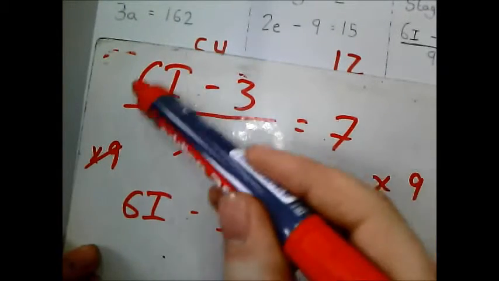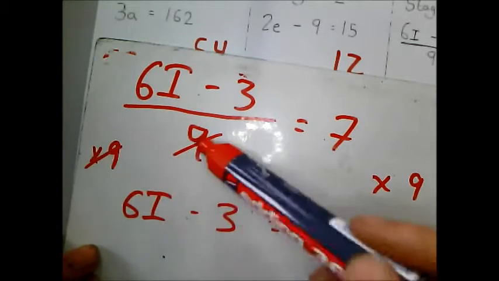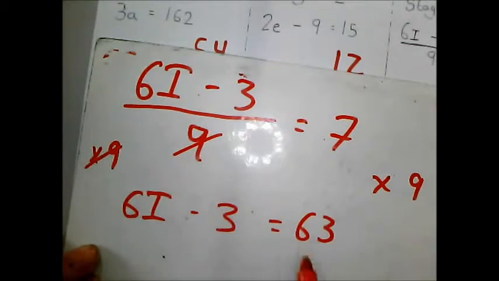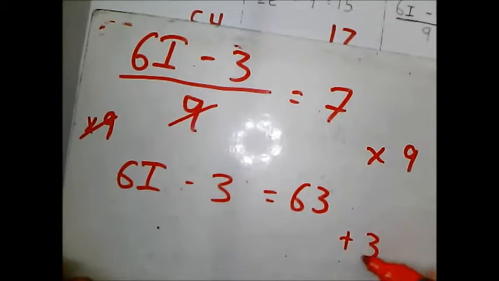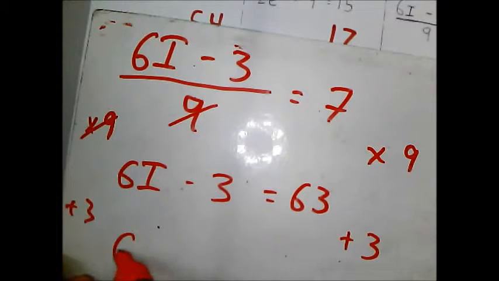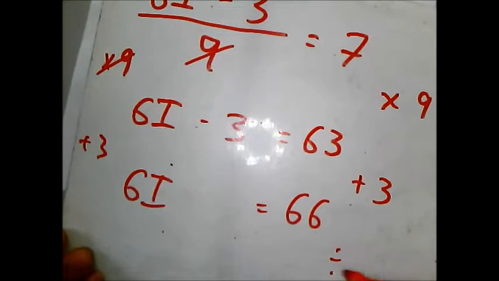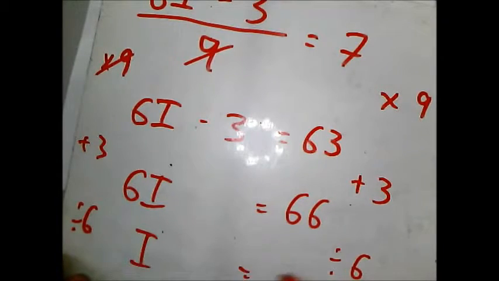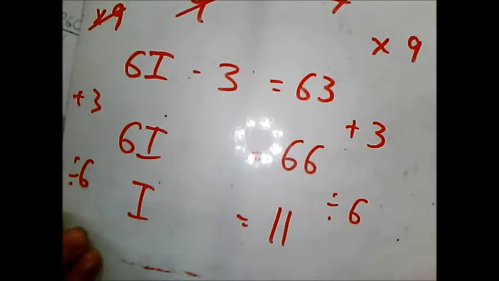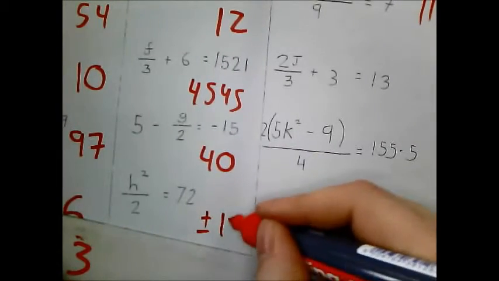Okay, so that times 9 cancels out with that divide by 9. Now, sometimes it's tempting to multiply the 6i and then take away the negative 3 by 9, but it doesn't, it just cancels out those two. So 6i take away 3 equals 63. Now I'm going to get rid of the take away 3 by adding 3. End up with 6i equals 66. And now I want to divide both sides by 6 to get the i by itself. So i equals 11.